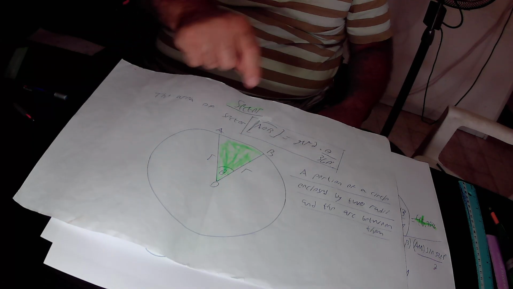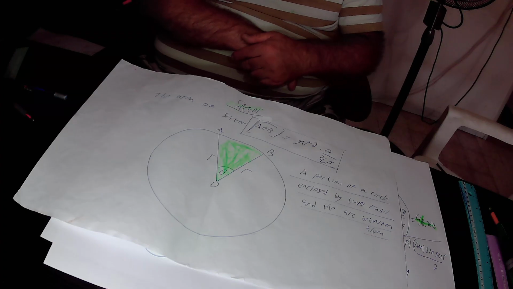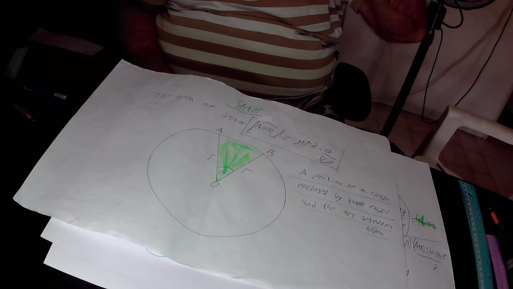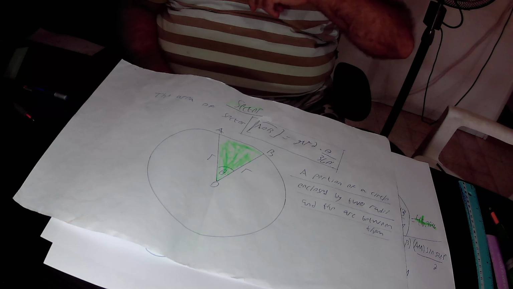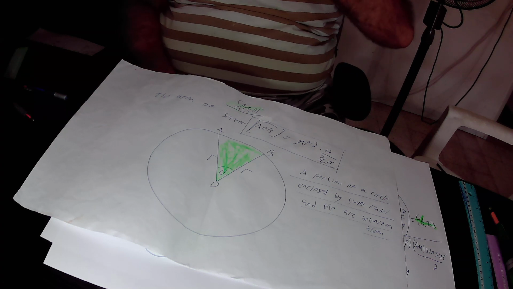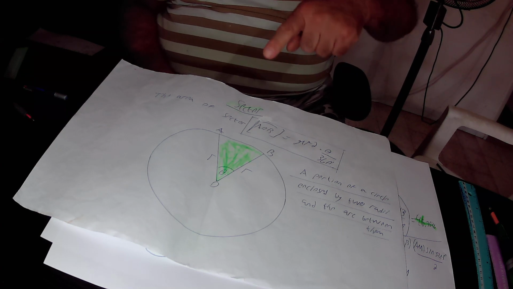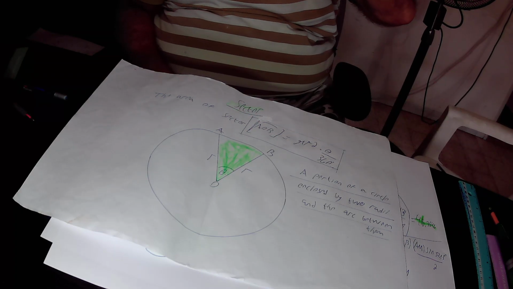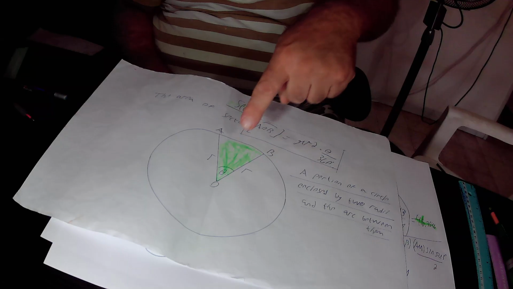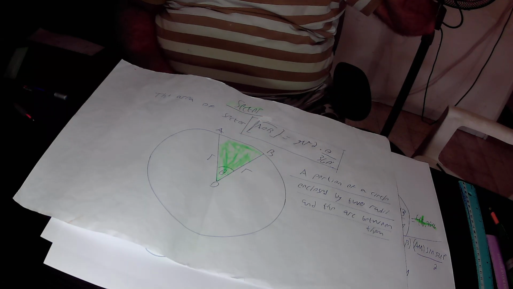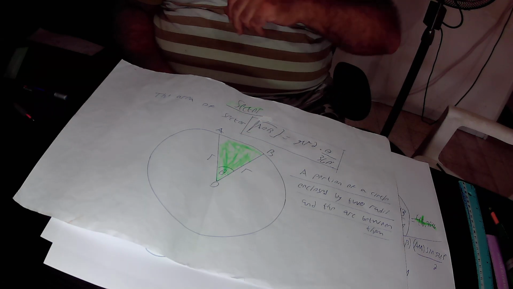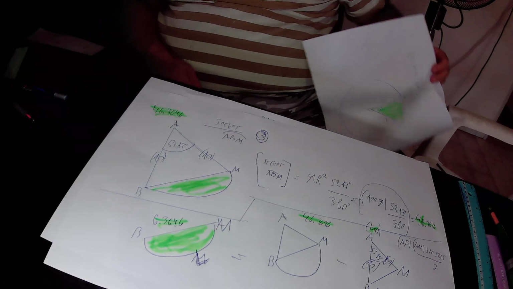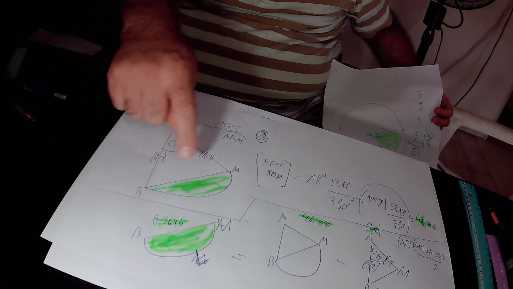r squared, where r is the radius of the circle, times the angle between the legs of the sector, that is theta, over 360 degrees. So the area of this sector AOB equals pi r squared, the area of the circle that contains the sector, times the angle between the legs of the sector theta, over 360 degrees. So we use the new formula in order to find out the area of this sector ABM.